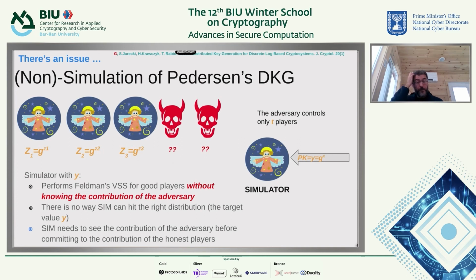because the simulator really needs to see the contribution of the adversary before committing to the contribution of the honest players, right? So that basically is why the Pedersen, and this in practice means that the adversary can bias, as I was saying in the previous slide, can bias the distribution of the distributed key generation protocol. Okay, and that's your reference right there.